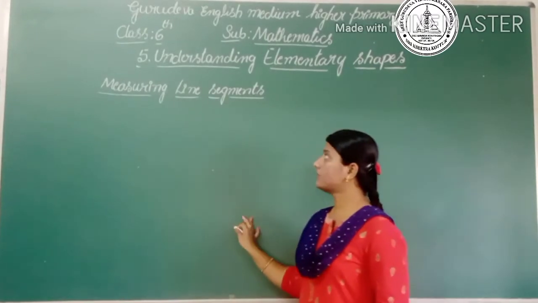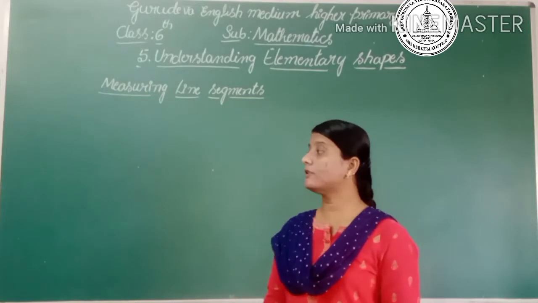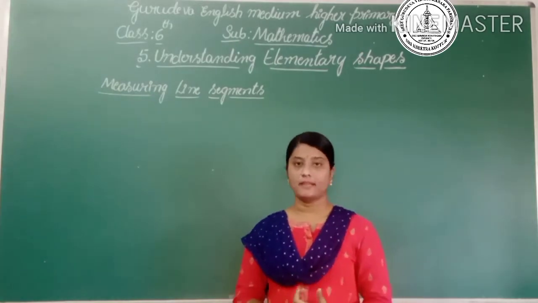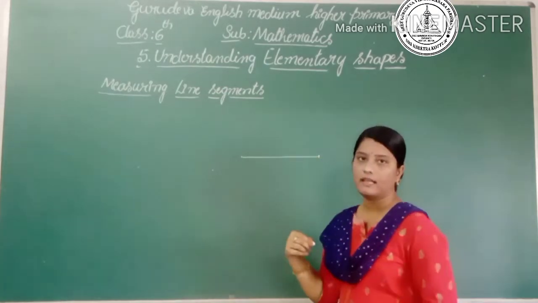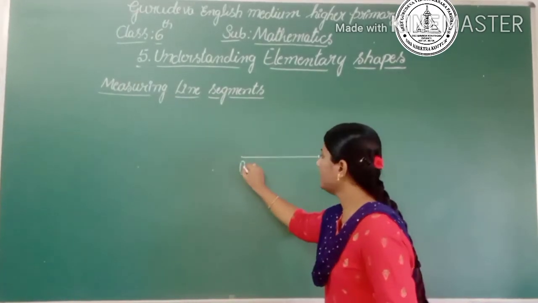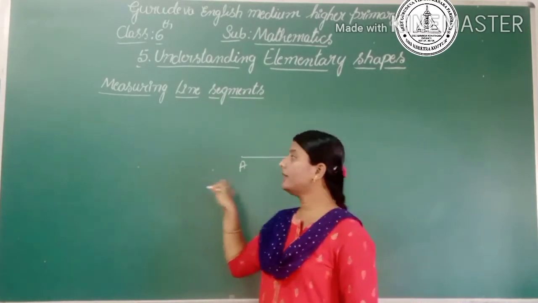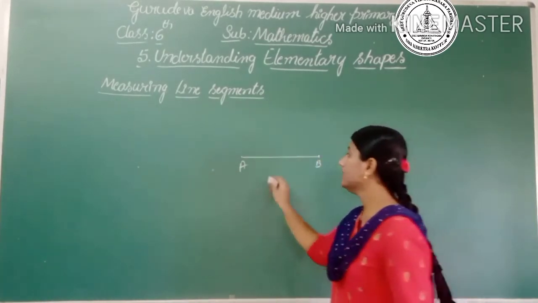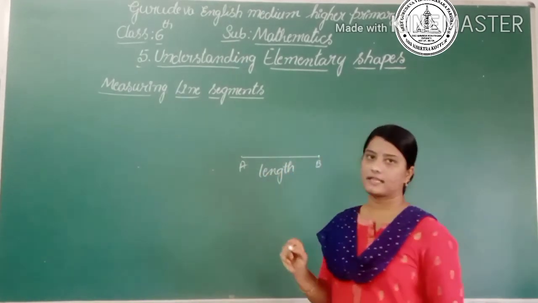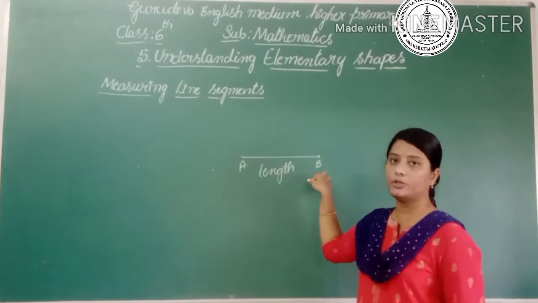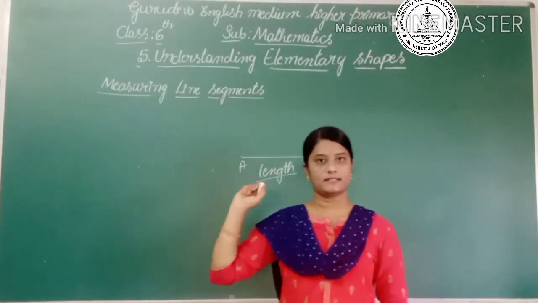Yes. The first concept is measuring line segments. We have drawn and seen many line segments. A line segment is a fixed portion of a line. So AB is a line segment. It is a fixed portion of a line. It has a unique number, which is called the length of the line segment.